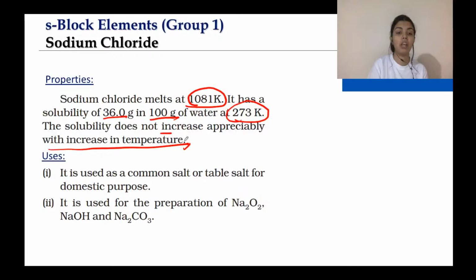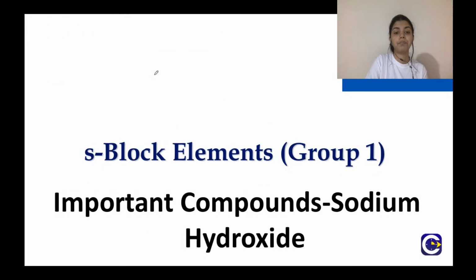Okay. Now what are the uses? Its most common use is as common salt or table salt that we use for domestic purposes, right? And the next one is for the preparation of sodium peroxide, NaOH and sodium carbonate. As we have seen already, in the preparation of Na2CO3 we were using sodium chloride, NaCl, right?